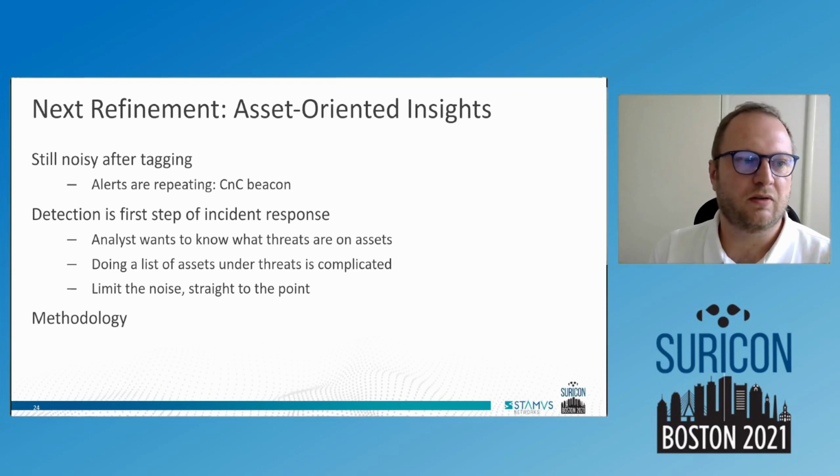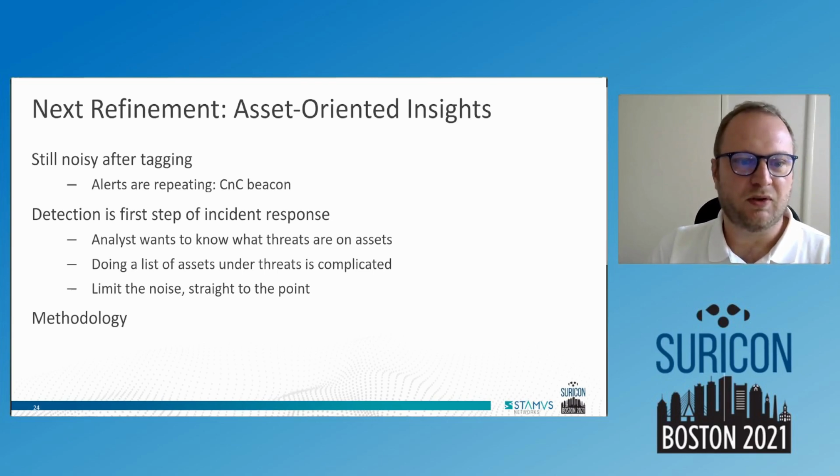The next thing that is interesting is that in a lot of cases, you are just looking at events. What you really want to do, in fact, is prepare for incident response or provide things that are ready for incident response. If you're an analyst, you want to know what threats are on your asset. You don't really care that there is an event. You really want to know that there is a threat on an asset, and that this threat is active. So for example, if you take an alert on a CNC beacon, what really matters is that between this point in time and up till now, or maybe a little bit before, you have seen a CNC beacon on one asset.